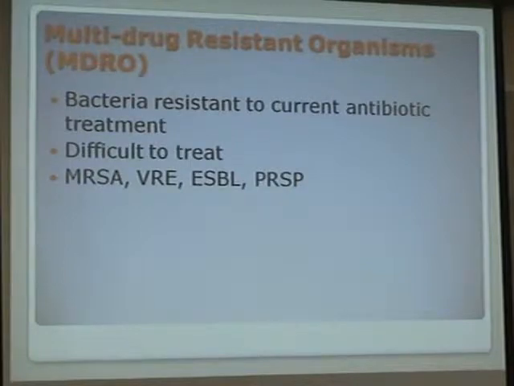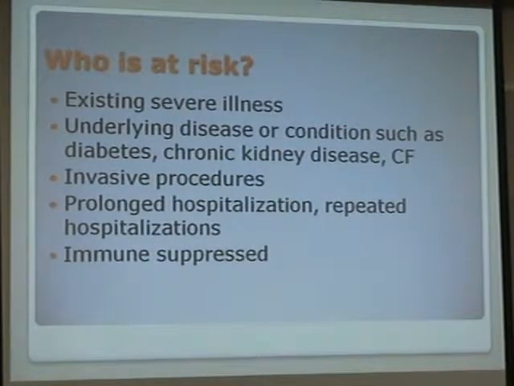ESBLs, which is Pat's part of the presentation, are extended spectrum beta-lactamases. We have extended spectrum penicillins, and that was a good thing to cover organisms that were now resistant to other penicillins. But then the bacteria started developing more beta-lactamases that even inhibit those antibiotics. And then penicillin-resistant strep pneumoniae comes into play when we talk about meningitis and community-acquired pneumonia, where strep pneumonia plays an important role. So who's at risk?